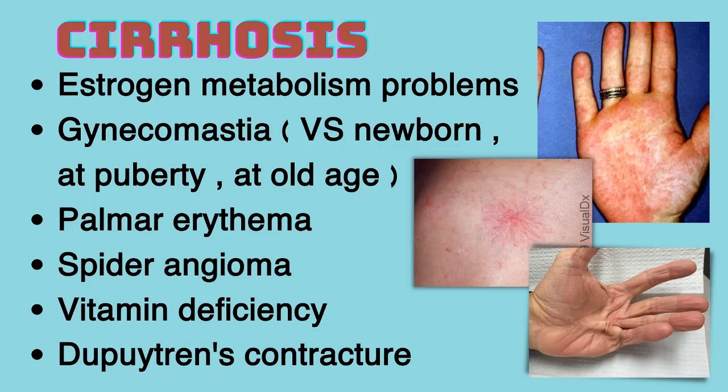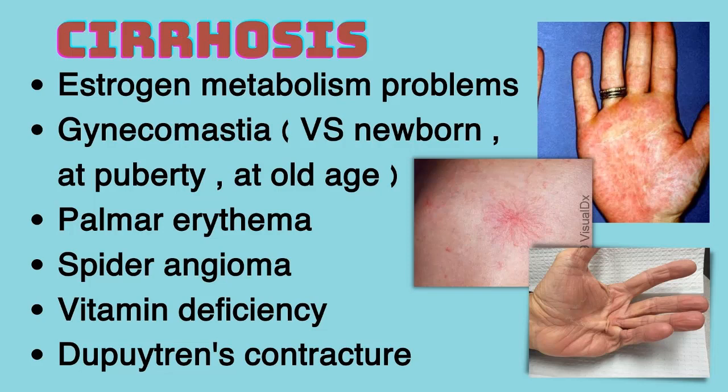So most of the time it is unilateral. And don't be surprised, and don't pick cancer because it's unilateral. That's the way it normally is. This happened to be unilateral in this patient. This is palmar erythema. That's related to estrogen. There's a spider angioma, which you've already seen.